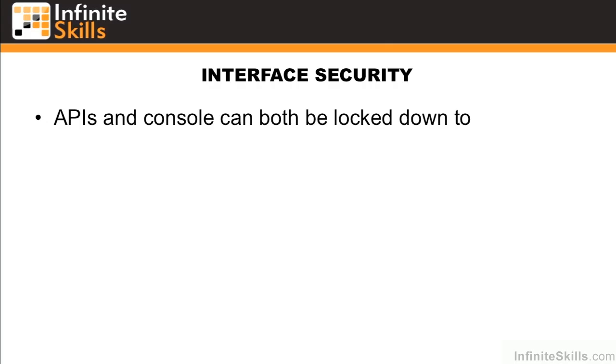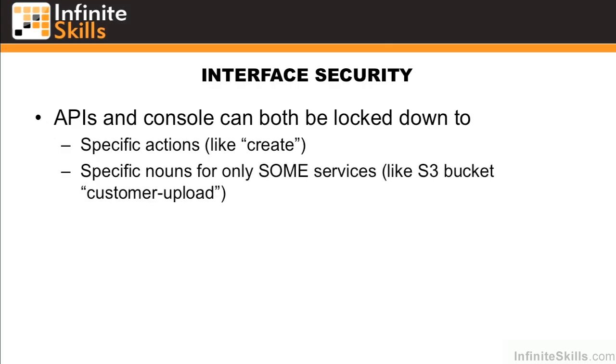For interface security, the APIs and console can both be locked down to specific actions or verbs such as create, and for specific nouns or resources for only some services, such as an S3 bucket named customer upload. Let's actually look at this in action.